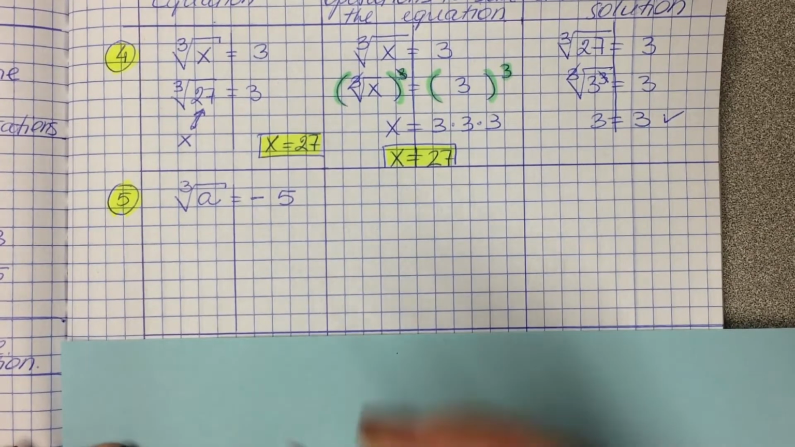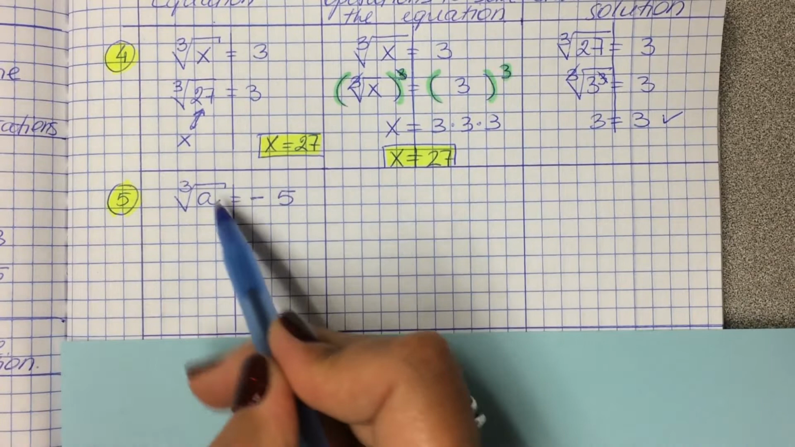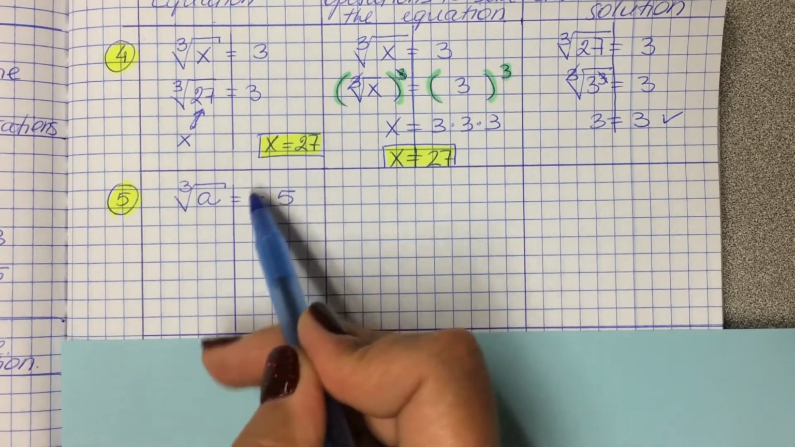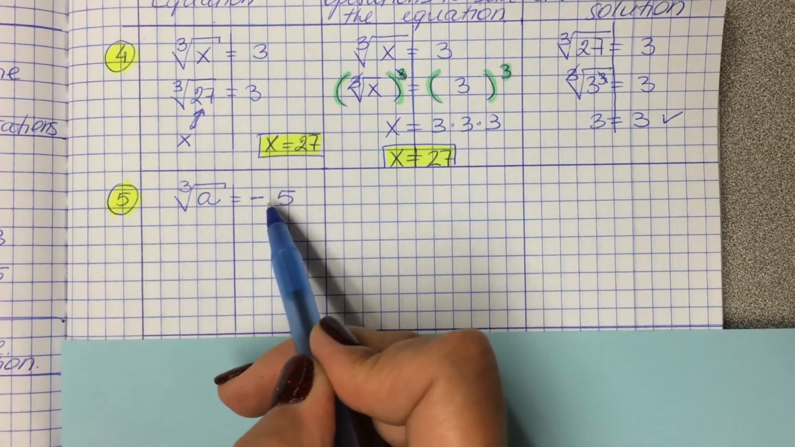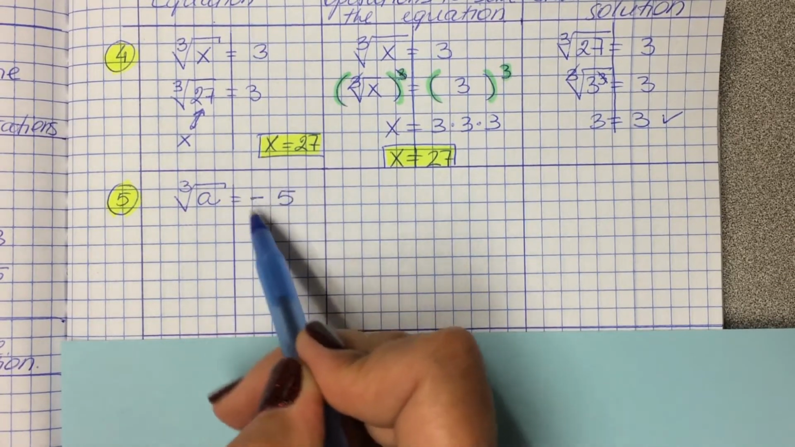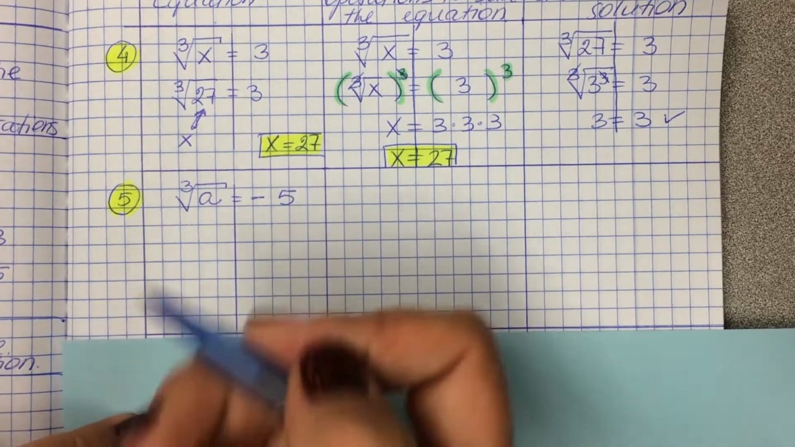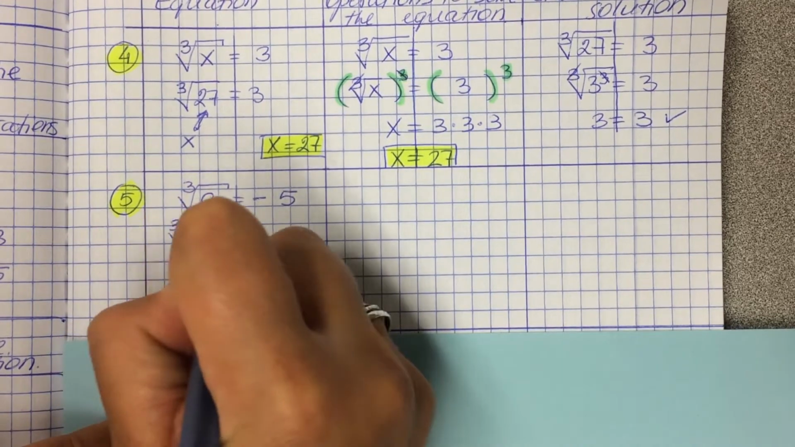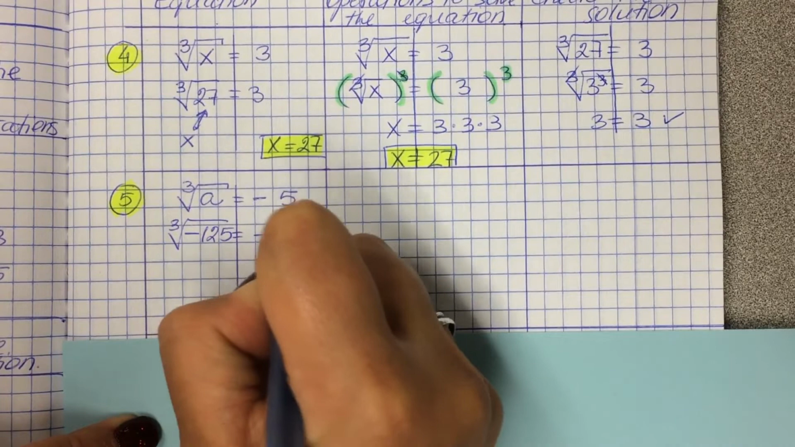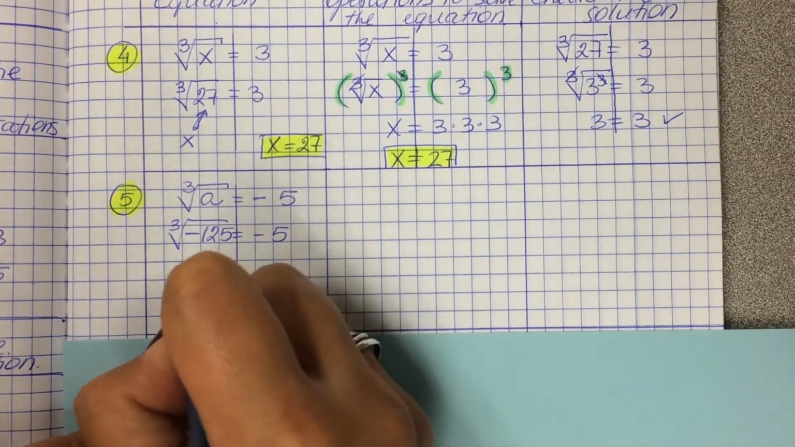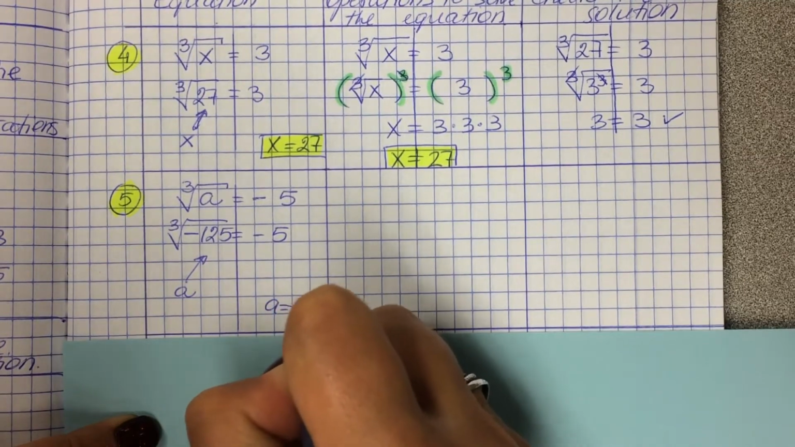Example number 5. Cubic root of what number equals -5? So think backwards immediately. 5 times 5 times 5 is 125, but you have negative 5. So negative 5 times negative 5 is 25, and times a negative 5 one more time, that will be negative 125. So we have cubic root of negative 125. This is your variable a, so that means a should equal negative 125.